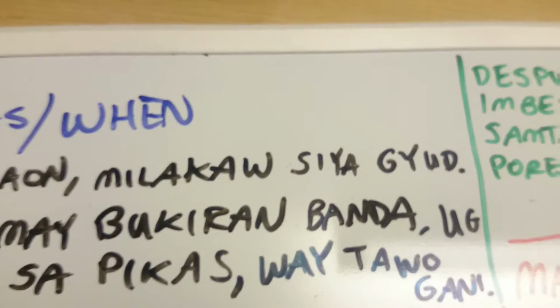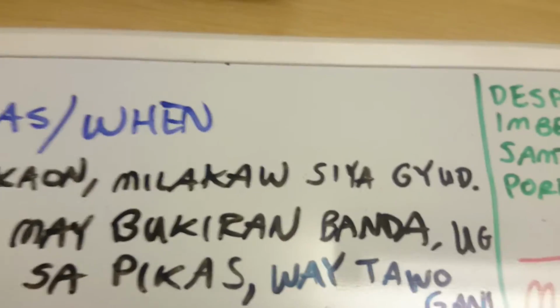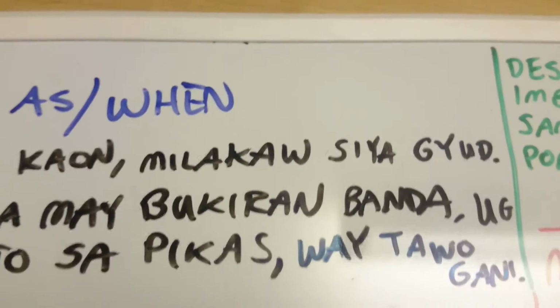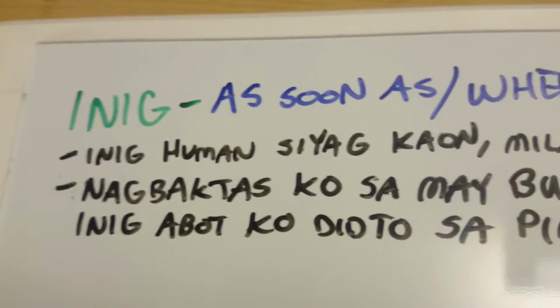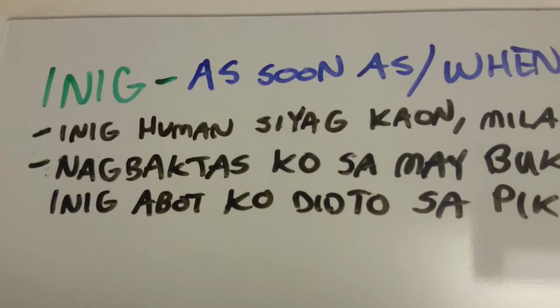And the last part of that sentence is milakaw siya gyud. That person just left. That person just like really left. Just left casually, right? Inighuman siya kaon, milakaw siya gyud. Like, yeah, the person got lost, they left, whatever.